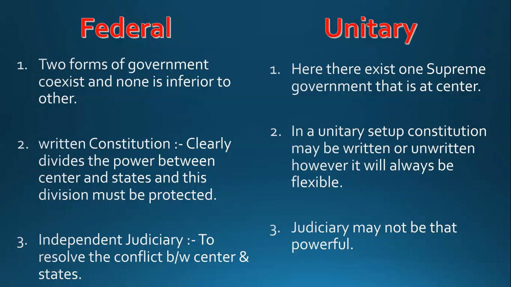So what happens in the federal form is that two forms of government coexist and none is inferior or subordinate to the other. Both have equal powers and both derive their power and authority from the same constitution. Okay. So in any federal system there are two forms of government: one government at the central level and one government at the state level. For example, India is a federal country.